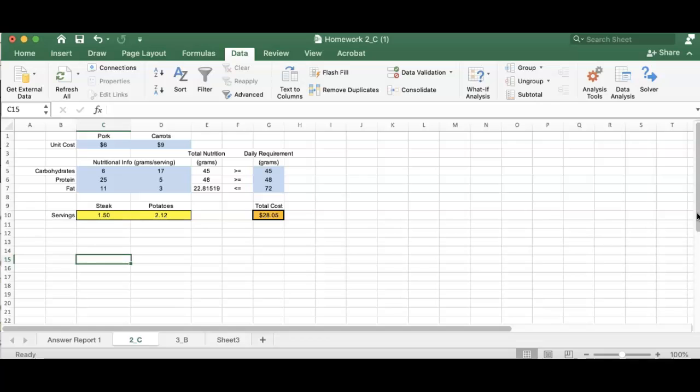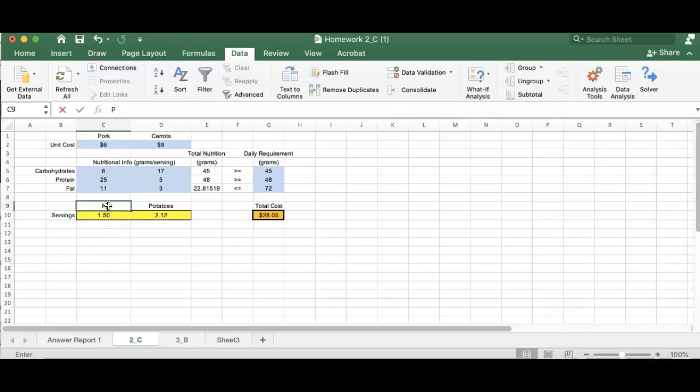What we're looking at is George, and he's trying to eat right. One of the things we're trying to do is get the right amount of daily grams of carbohydrates, protein, and fat for his pork and carrots. George likes pork, he likes carrots. So we're going to get a total cost and also figure out how much pork and carrots he needs.